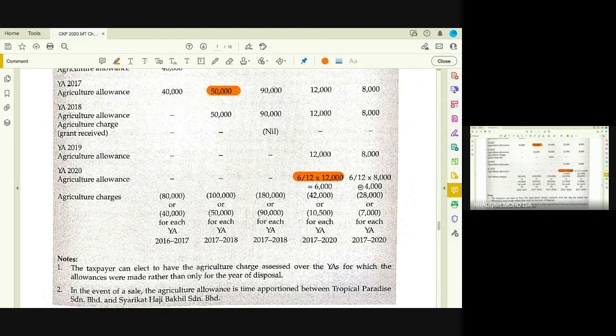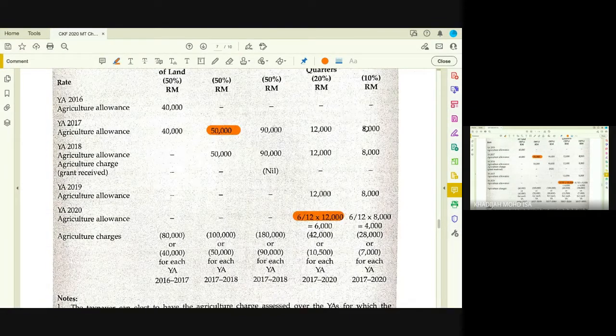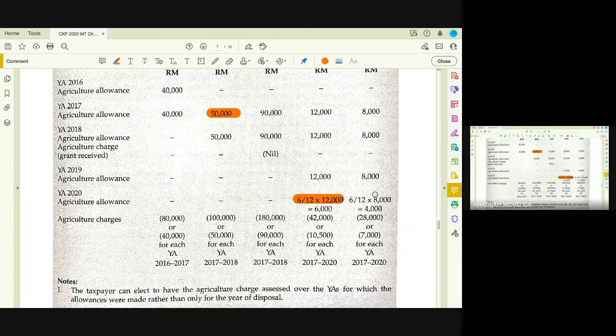All right. Normally, it's 10%. The cost is 80,000, so 10% is 8,000, 8,000 in 2018, 2019, 8,000. But when it comes to 2020, it's the year of disposal, but you dispose on 30th of June. So you can still claim for 6 months on that. So when you look at the charges, how much is the total?